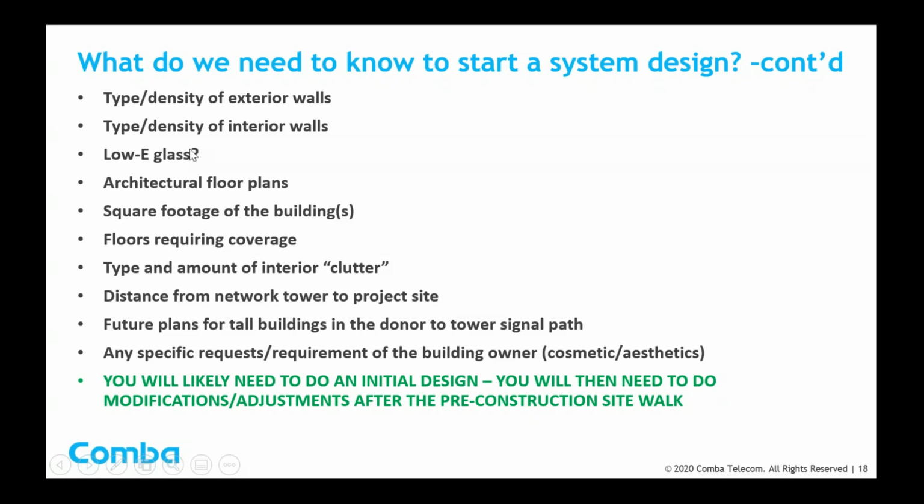Is the exterior of the building done with low E glass? Most are. And for an interesting anecdotal point here, low E glass has the same RF blockage characteristics as an 18-inch cinder block wall. So think of that. An RF signal is going to get blocked going through 18 inches of cinder block. It's going to get blocked just as much going through a window with low E glass.